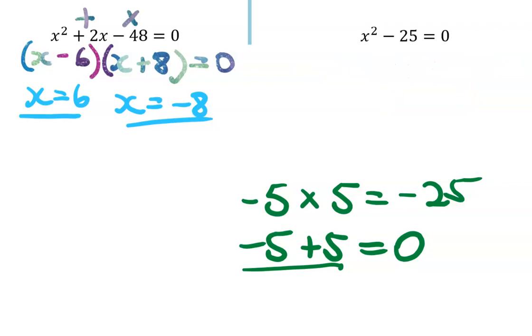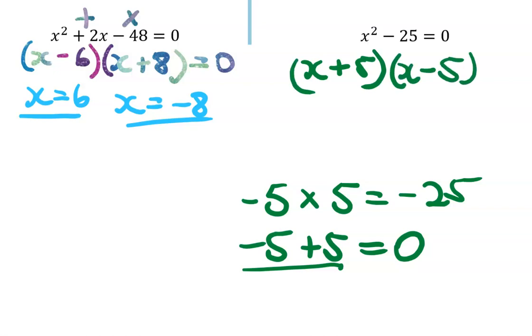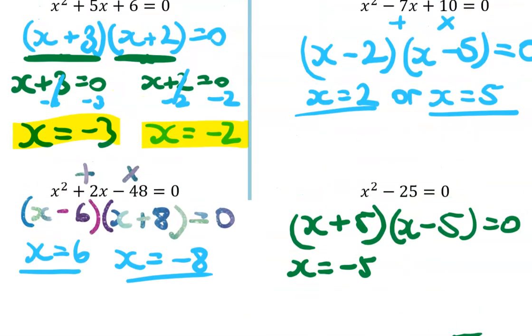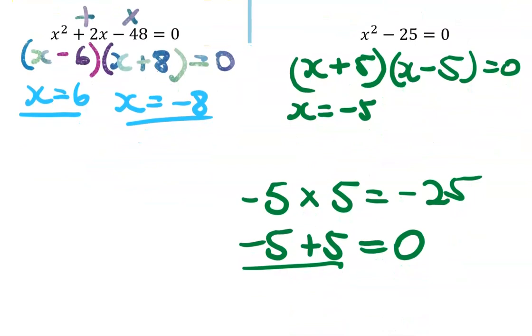So let's factorize this. I've got x plus 5 and x take away 5 equals 0. Okay, so if x plus 5 equals 0, again, we want the opposite sign to what's currently there. That means that x has to equal minus 5, because minus 5 plus 5 equals 0. Over here, we can also have x equals positive 5. All right, and there's my two answers.